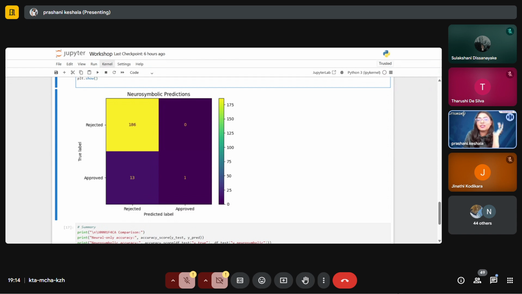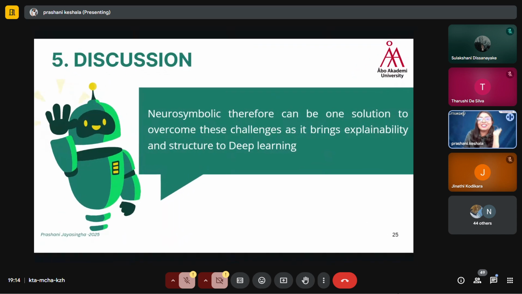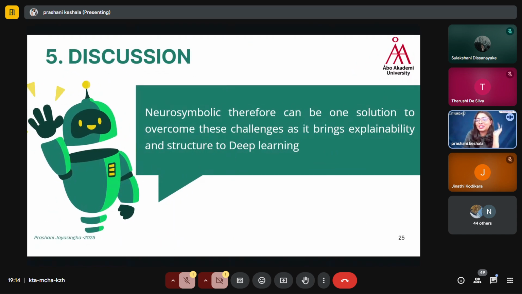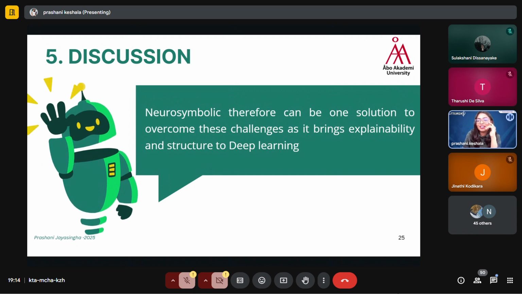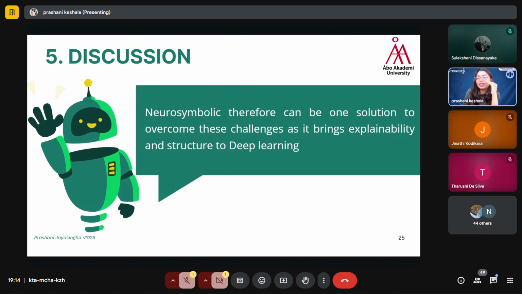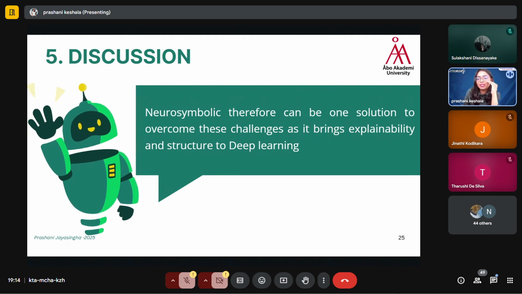So this is a really simple notebook I quickly made just to show you that giving it some kind of structure really helps.